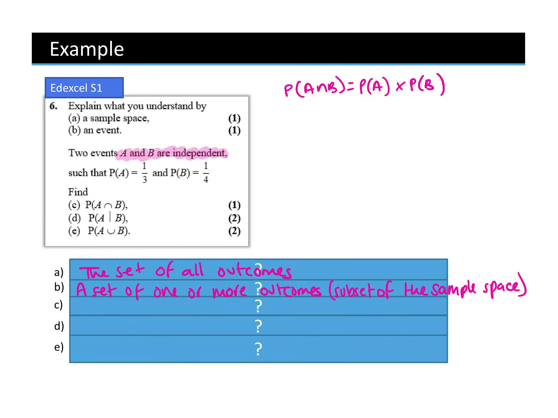Okay. Part C. Now we know because they're independent, we just need to do the probability of A multiplied by the probability of B. So a third times a quarter is 1/12.